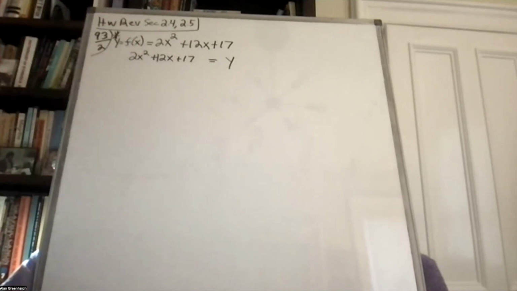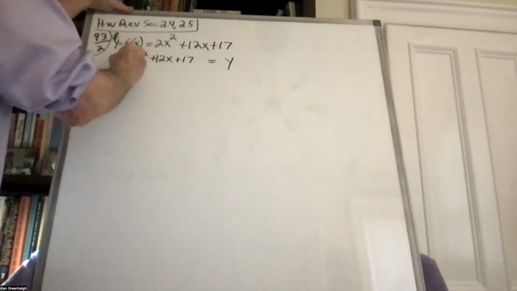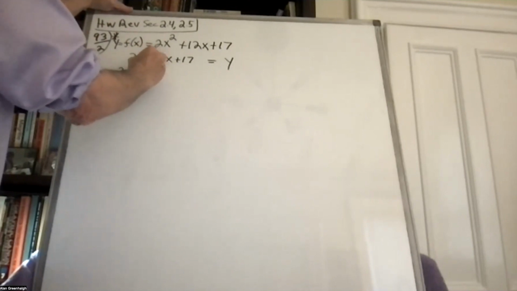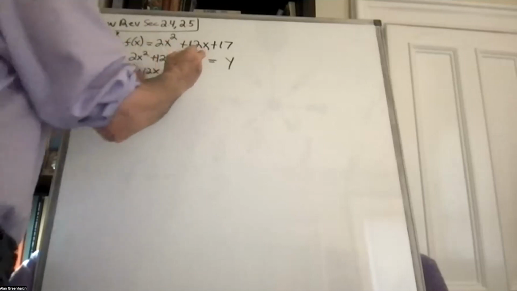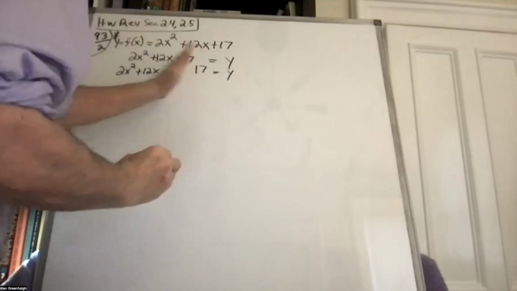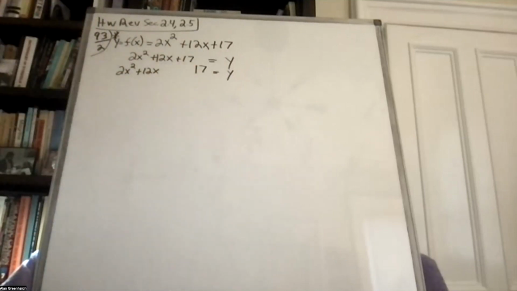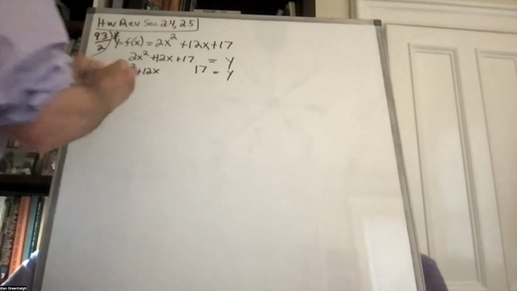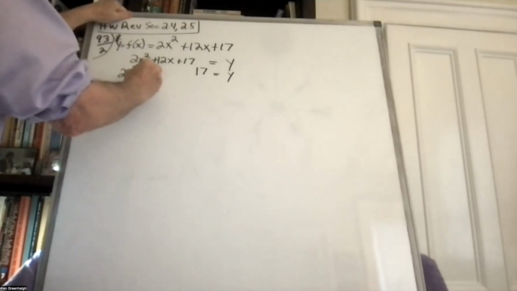Now, the way we did this yesterday was the following way. We took the 2x squared plus 12x and moved it over a little bit to the left, took that 17 and brought it over a little bit, moving it out of the way. So we're not going to pay much attention to that 17 right now. However, we have to get rid of this 2, and the way to do that is by factoring the 2 out of this expression.